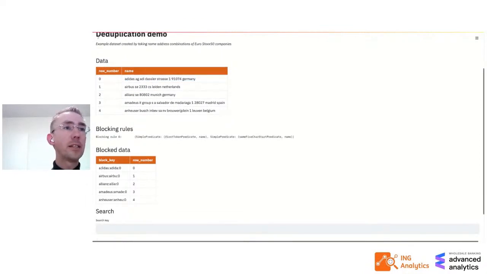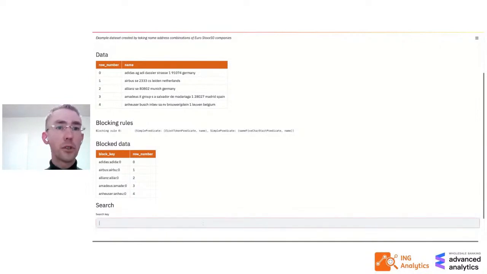So here we have the block data. Here we have the first block key, that is the first token. Then a colon, and then the second block key, that is the first 5 characters at the start. And that is blocking rule 0. There's just one blocking rule here. And that is then assigned to each of the rows in the data set. Now let's have a look at some examples. In the Stoxx 50, there are a few companies that start with Deutsche.